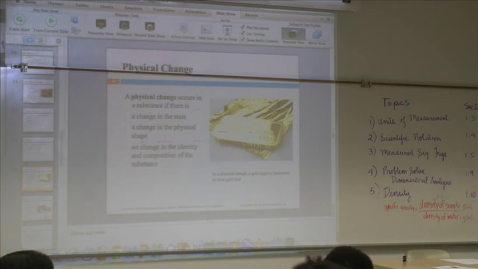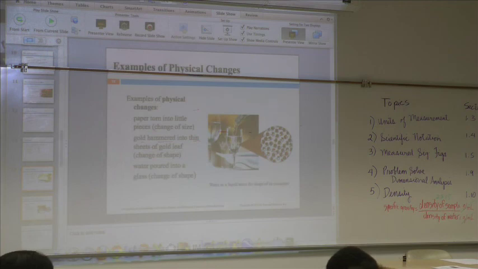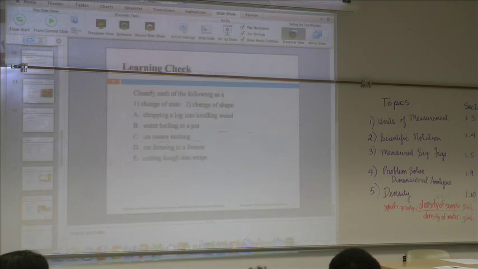Okay, now physical changes. How do we describe physical changes? Some examples. When I take this paper and tear it, it's still paper. But when I light it up and burn it and it turns into ashes and into carbon, then it's a chemical change. So tearing a piece of paper, hammering gold or silver and pouring are all just physical changes. So another concept check.